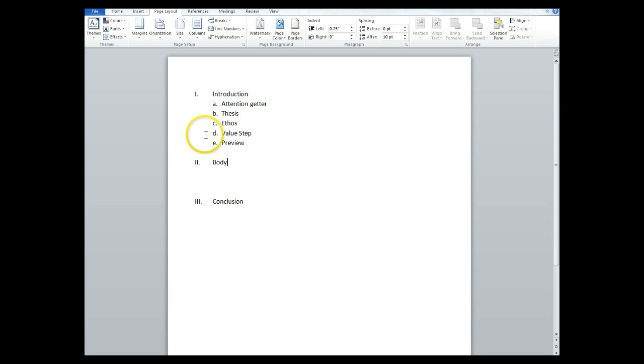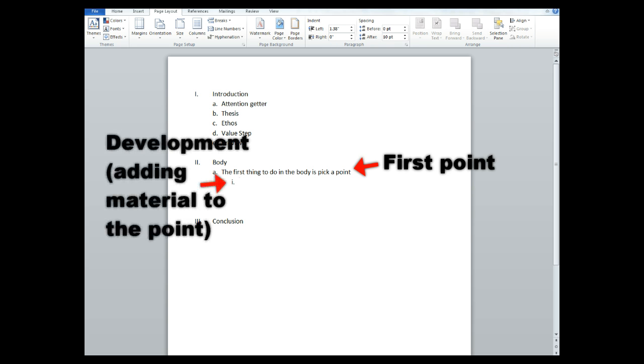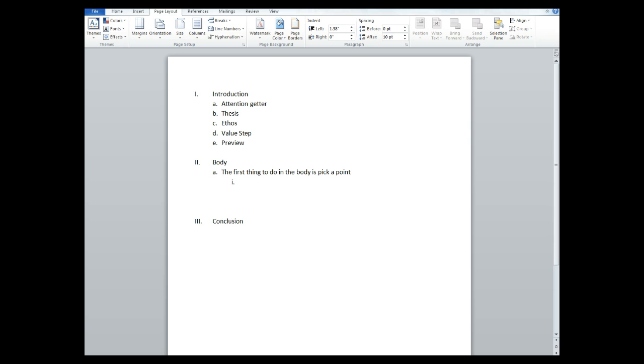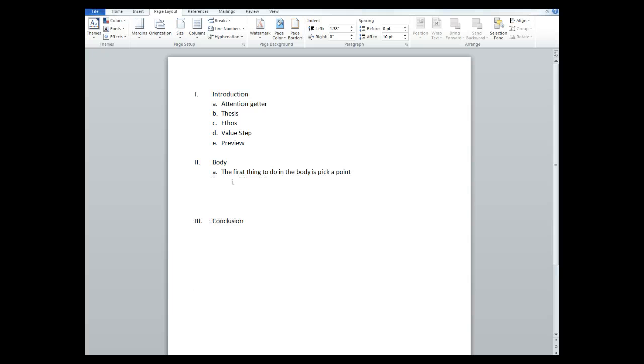So pretend, first off, that this is already filled out. Now, if I'm doing the body, I would want to start with my first point. My speech is going to be on how to actually write a speech. So the first thing to do in the body is pick a point. So let's say this is my actual point. Then I need to develop it. So remember I mentioned you have to develop your points. The development is where you're going to add in your sources, your non-factual sources, a way to engage your audience, or just additional information. So I'll put: picking your points is all about dividing them effectively.